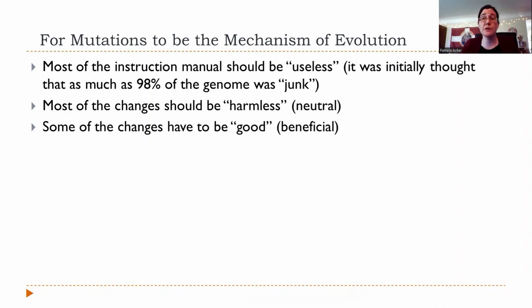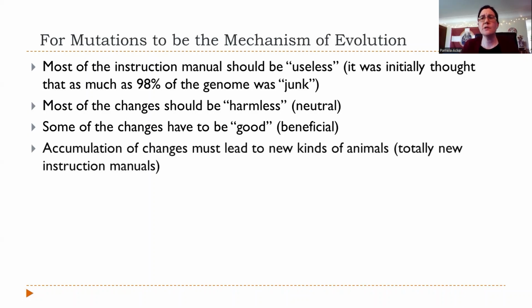They have to give me a new function. A new way of walking, a new way of eating, a new way of a protein doing something in the body that's just a little bit better, right? And the accumulation of those changes in the instruction manual has to lead to a new kind of animal, right? I have to start with a horse and end up with a giraffe. That's the kind of thing we're talking about here, okay?